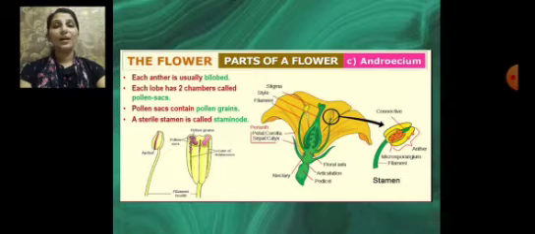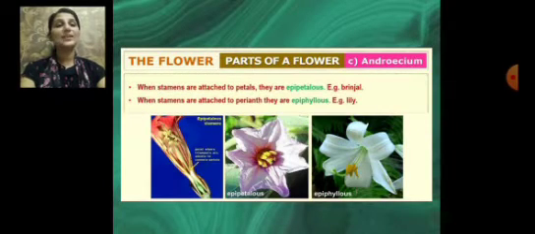Sometimes there are sterile stamens present, and such sterile stamens are called staminodes. When stamens are attached to the petals, they are called epipetalous, and such a stamen is seen in the brinjal flower. And when the stamens are attached to the perianth, they are called epiphyllous.